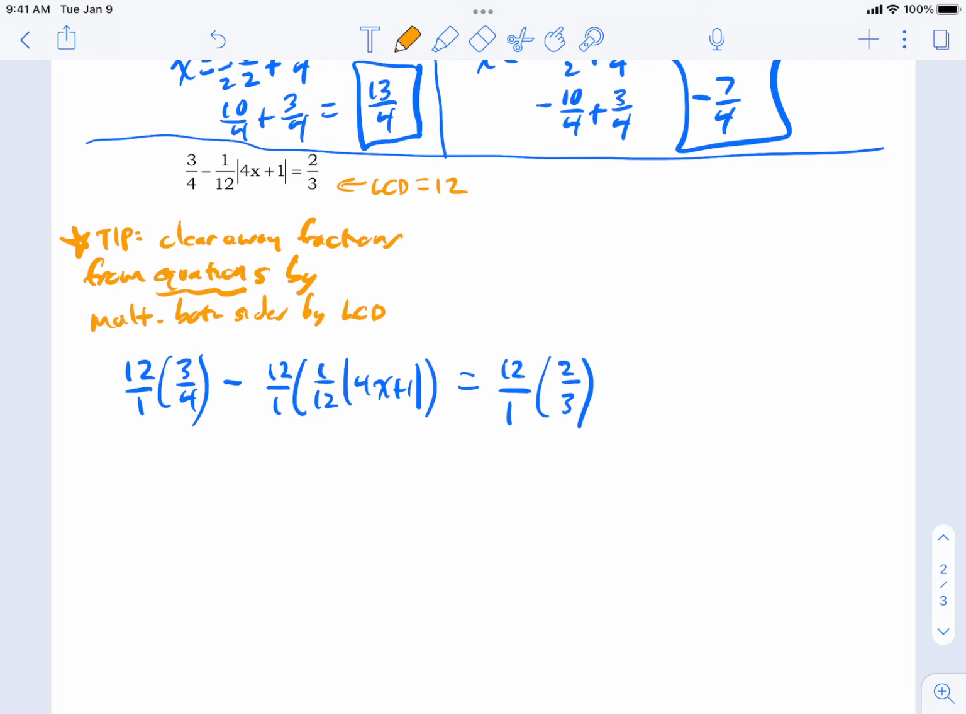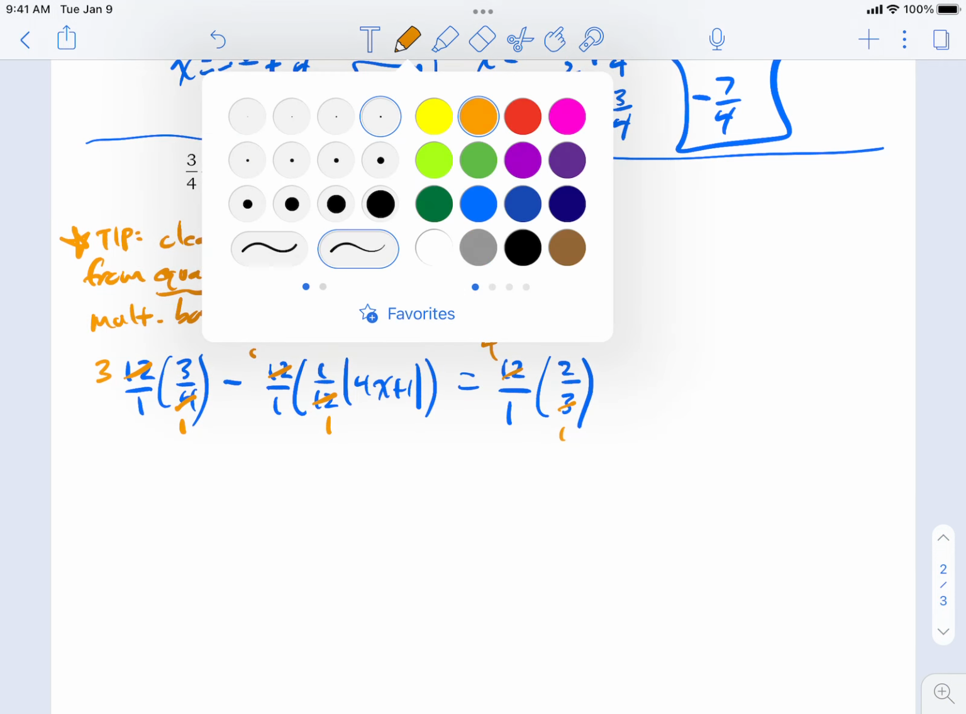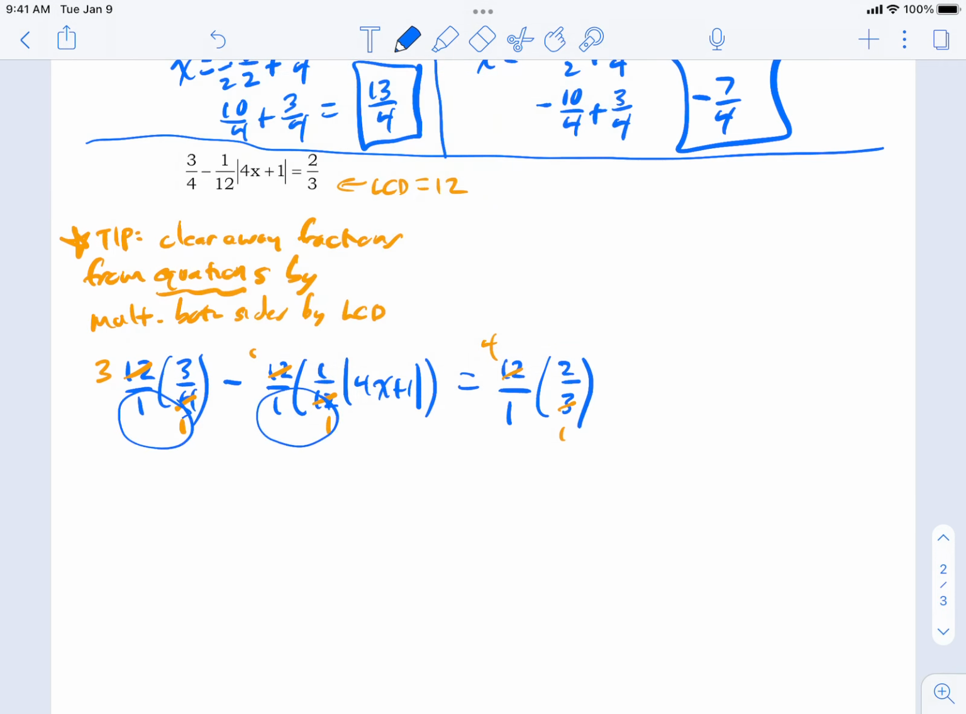That's legal, right? If you do the same thing to the left side as to the right side, it's still a valid equation. What's cool is that now this cross-canceling thing, the 4 cancels into the 12 3 times, the 12 cancels into the 12 1 time, the 3 cancels into the 12 4 times, and lo and behold, all my denominators are 1s. And we don't care about having 1s as a denominator. You don't have to write that, right? So 3 times 3 is 9. Minus, hey, the 12s are canceled. So all I've got left is this part, the 4x plus 1 in absolute values. On the other side, I got 4 times 2 is 8.